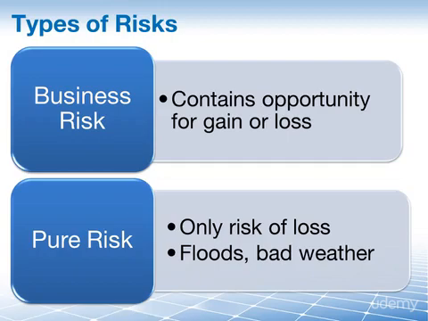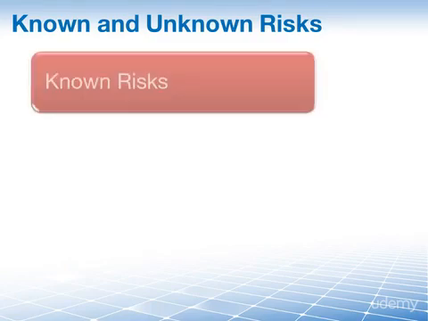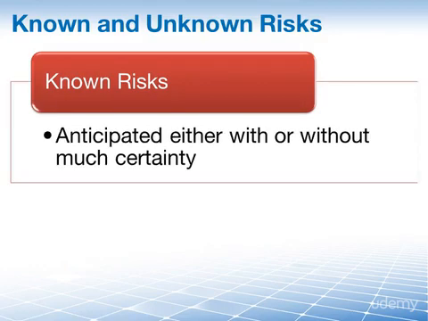Are there any other types of risks? Well, I'm glad you asked, because we also have known and unknown risks. Known risks are those risks that we can anticipate today, either with or without much certainty. For instance, we know that our competitor is also working on a similar product. Therefore, there is a known risk that we will have to share the market with them. Or we do know that there is a motorway being built.